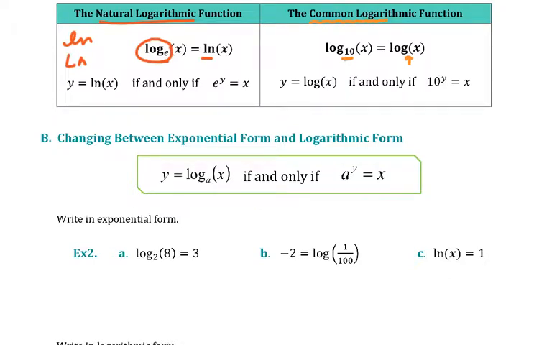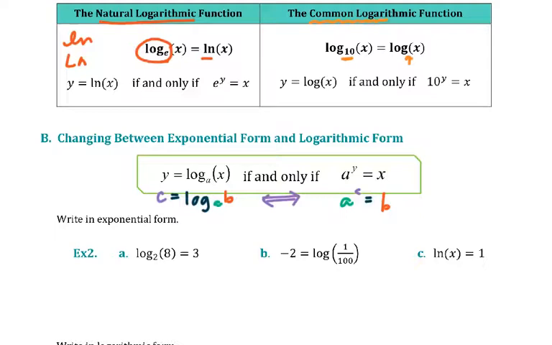So another way we do this: log base a of b equals c can convert to a to the c equals b. It's the same pattern. The main thing we're looking at here is that we want to be able to recognize and interchange between log form and exponential form.